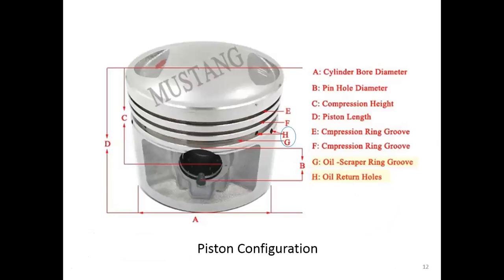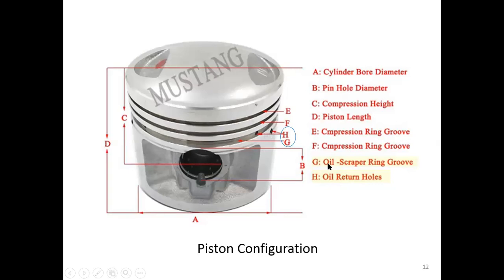How about the groove? The former picture showed you the gallery; this one shows you the groove. Inside the groove, you see the holes. We have two holes here, called the oil return holes. That means when the oil gets into the piston, some will go out to the groove using these holes.